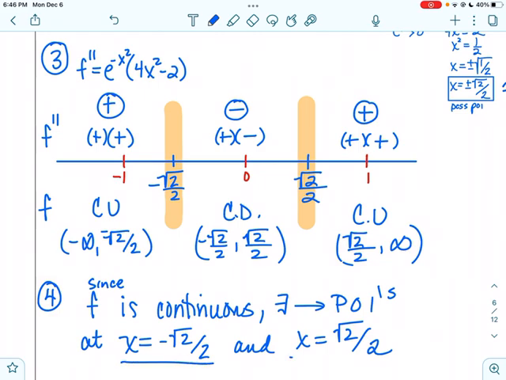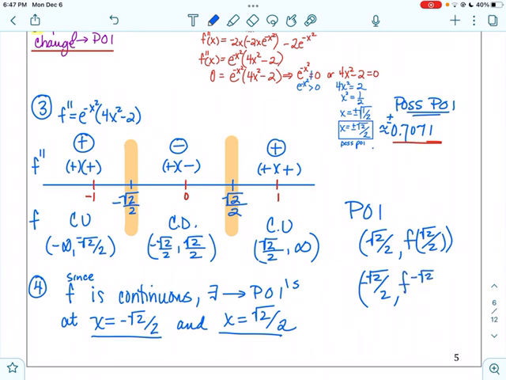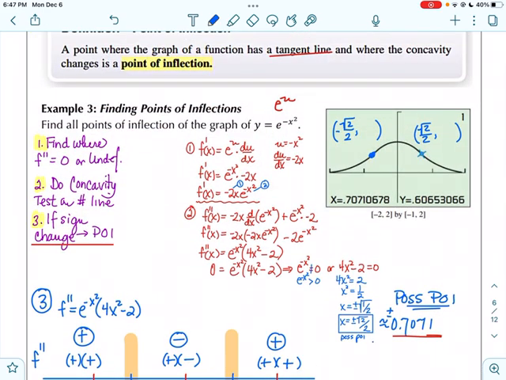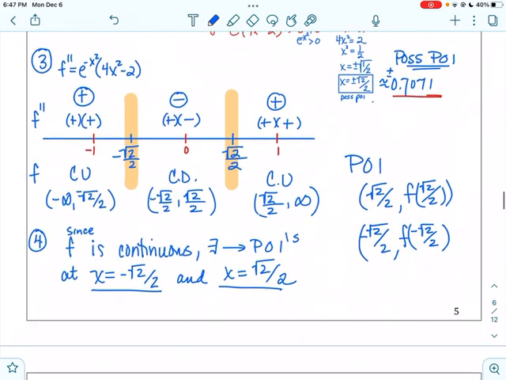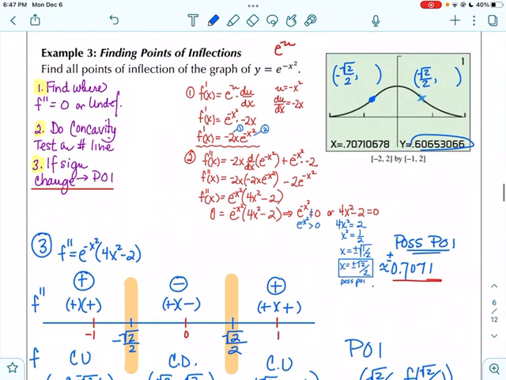Now, to get the points on the graph, we would put those values back into the function. So we have POIs at negative root 2 over 2 and positive root 2 over 2, and then the function value of root 2 over 2. Usually we just go back and get the value for that, and I'm going to leave that up to you in this case. I think I have the decimal equivalent of the y value, 0.6, but we would just get an exact form.